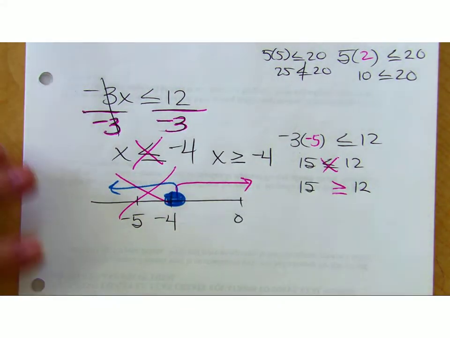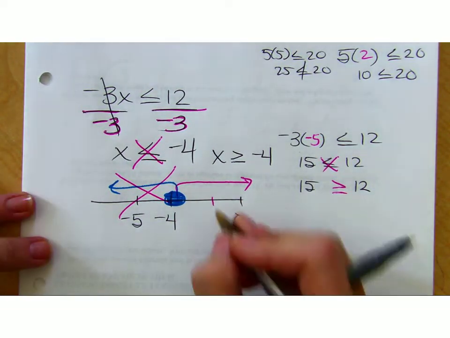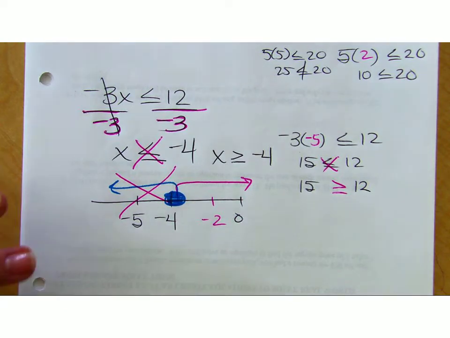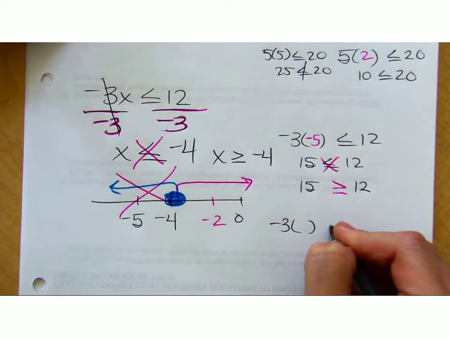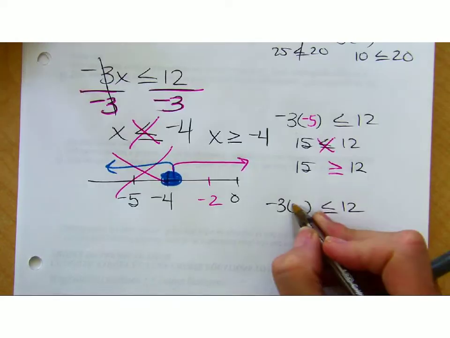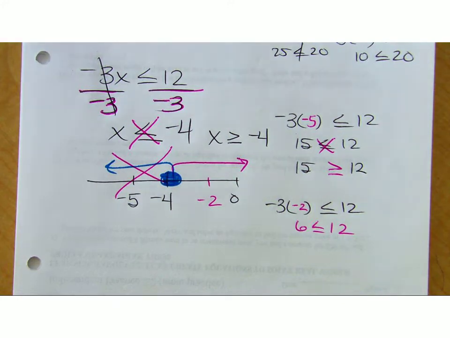Let's see if that works. What is a number greater than or equal to -4? -2. Let's put -2 right there and see if that is less than or equal to 12. And it sure is. So flipping that inequality sign around fixed it for us.